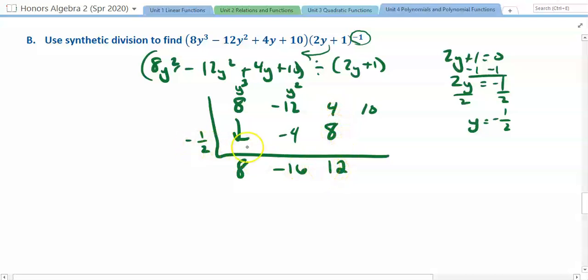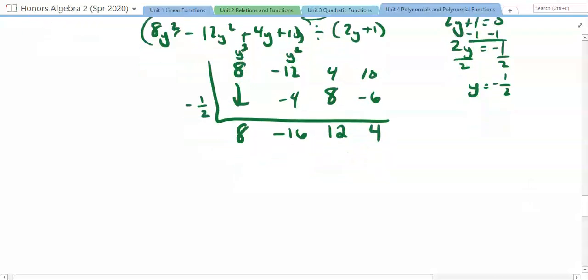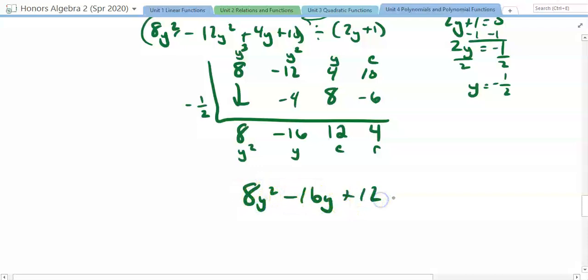Half of 12 is 6. Negative times positive is a negative. And so this leaves us with 4. And so what we end up with, that's my y, that's my constant. So this is my y squared, y, constant, and remainder. So we're going to end up with 8y squared minus 16y plus 12 plus the 4 over, remember our divisor, 2y plus 1. So that's synthetic division.